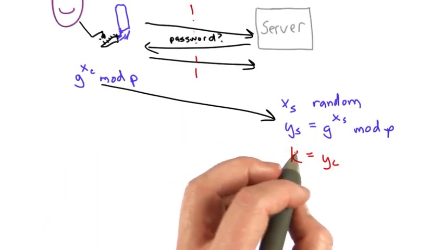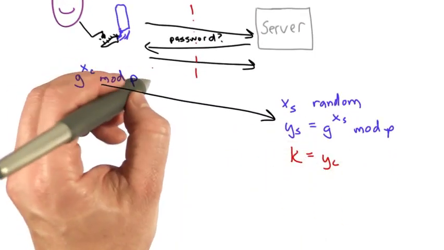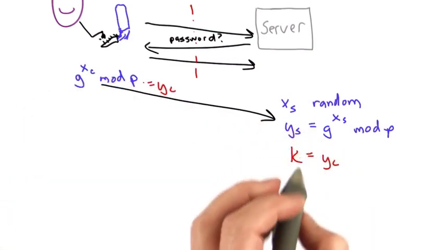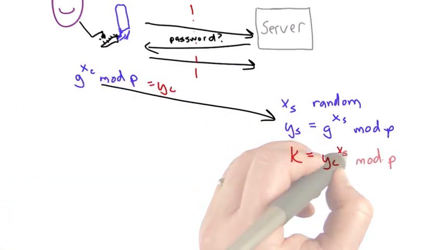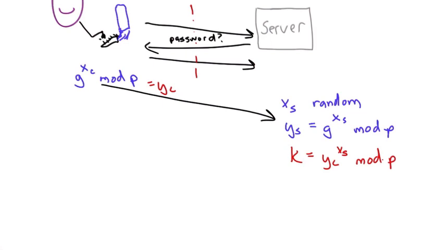And then the server computes the key, which is yc, the value transmitted here, raised to the xs power. So far this is all the same as what's done in Diffie-Hellman. Just change the names of the variables to match the client and server. The next step is where things get interesting.